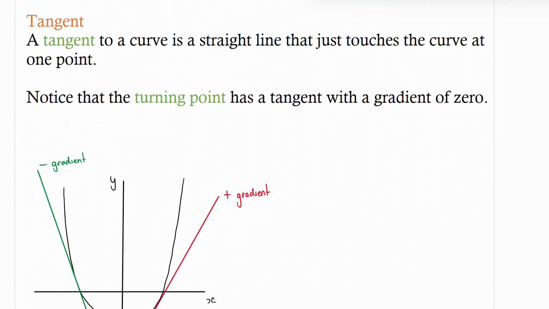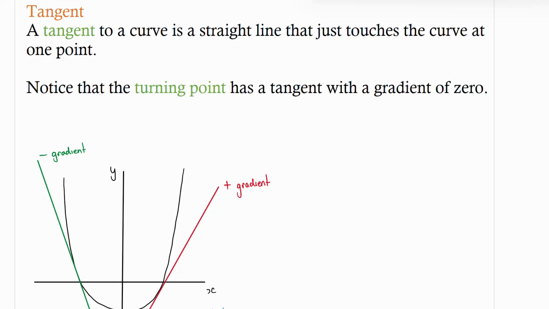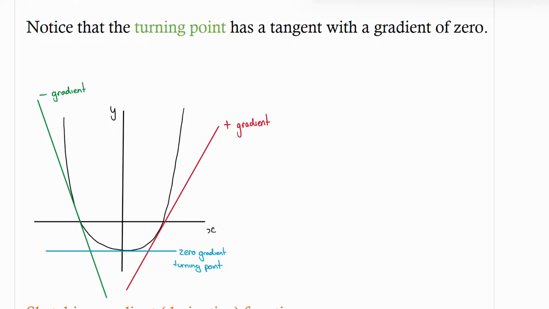The tangent to a curve is a straight line that we draw that just touches the curve at one point. So here we have a parabola, and we have three tangents drawn, one in green, blue, and red. You can notice that the green tangent has a negative gradient at that point. Then the red tangent has a positive gradient at that point. Notice that the turning point, the point at the very bottom, is flat. So we can use that to find turning points of a function.